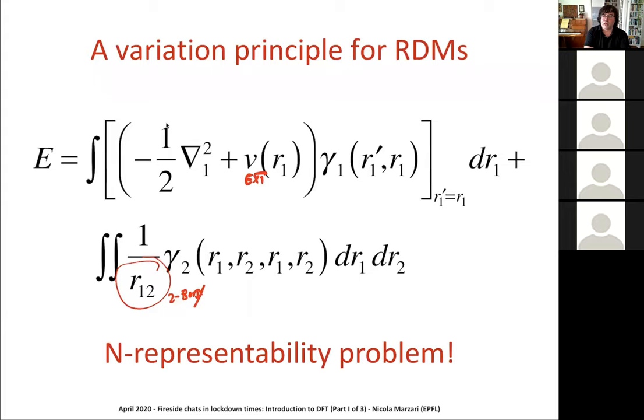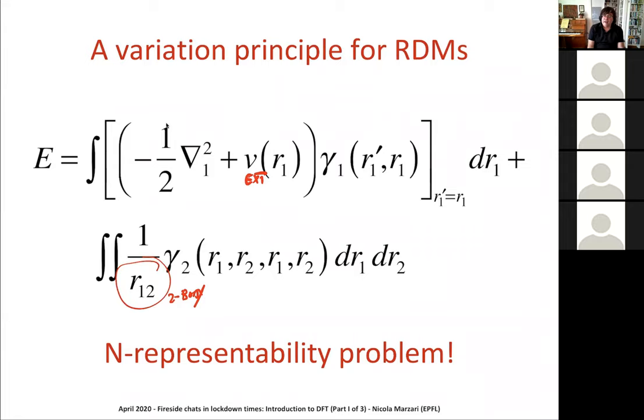So we know that we have to minimize this functional, but we don't know how to move in the space of gamma 1 or gamma 2. So this is called a representability problem. So we know the functional, but if we write an arbitrary gamma 1 or gamma 2 function of 2 or 4 variables, that is not necessarily a physical reduced first or second order density matrix, and in particular, the problem is for the second order reduced density matrix, it's not going to be a valid one.